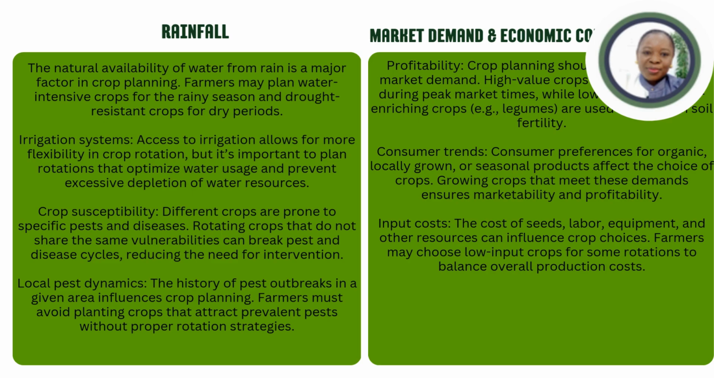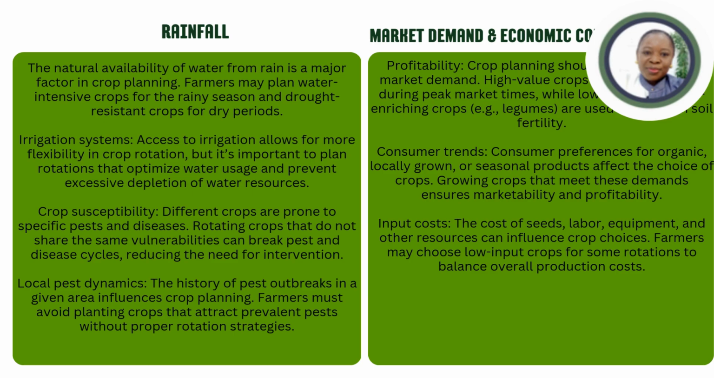Market demand and economic considerations. Profitability. Crop planning should be aligned with market demand. High value crops may be prioritized during peak market times, while lower value but soil enriching crops, for instance legumes, are used to maintain soil fertility.